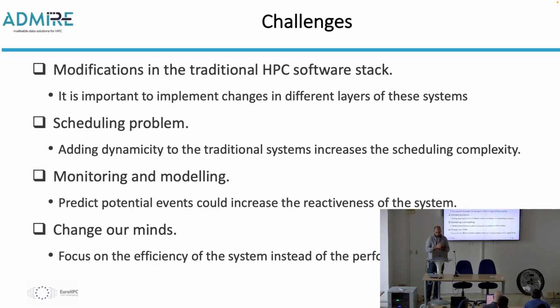Last but not least, one of the biggest challenges is to change our minds. Developers should focus on the efficiency of the systems, providing different acceptable resource allocations for their jobs. Considering efficiency, for example, we need to focus on the efficiency of the system instead of the performance of the application. That's where malleability makes sense in these scenarios. We have a lot of resources. We can ask for new resources, but we can free those that we don't need to let other applications leverage them.